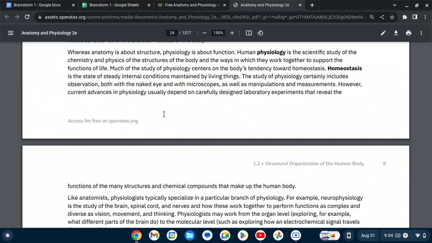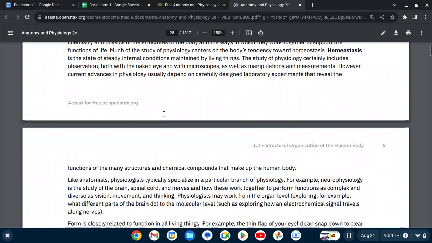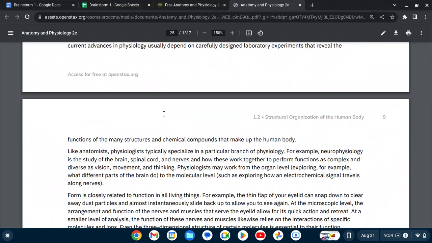The study of physiology certainly includes observation, both with the naked eye and with microscopes, as well as manipulations and measurements. However, current advances in physiology usually depend on carefully designed laboratory experiments that reveal the functions of the many structures and chemical compounds that make up the human body.